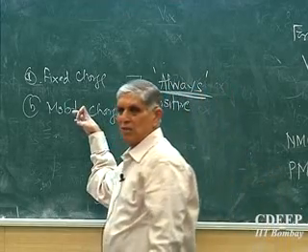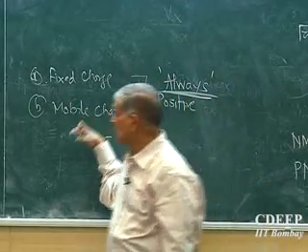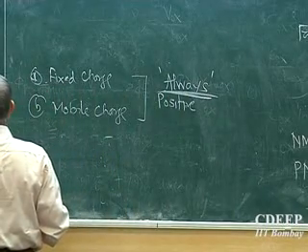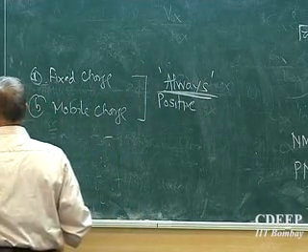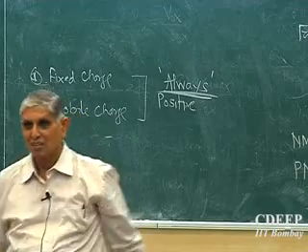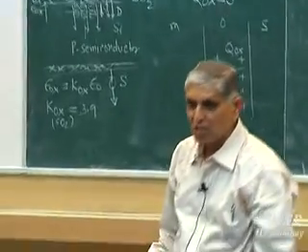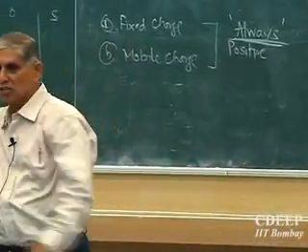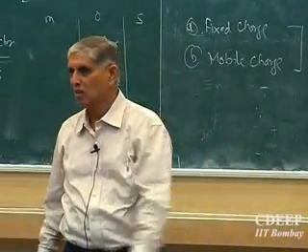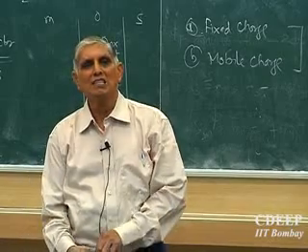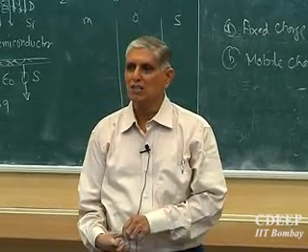Let's see first the mobile charge. The mobile means these charges are somewhere here and can move. They are not only placed everywhere but can also move, under electric field. They will move this side or they may move the other side. These mobile charges are because of what? It could be anything, think of it.